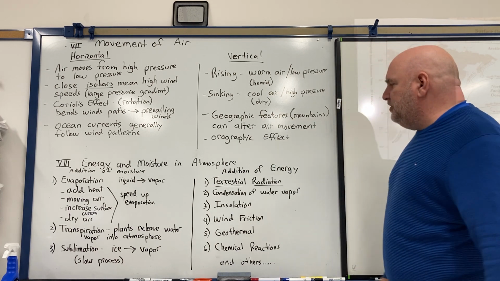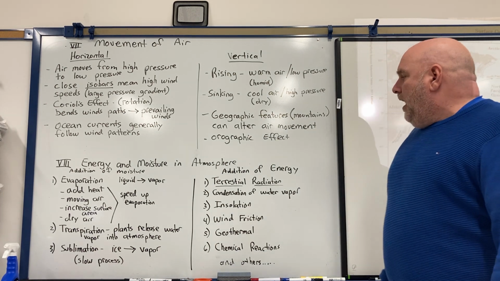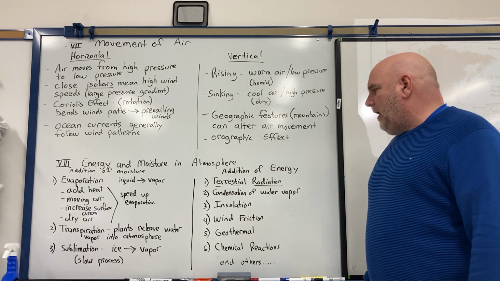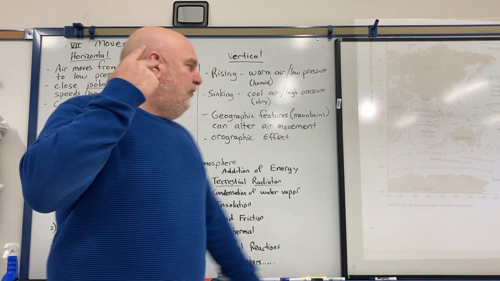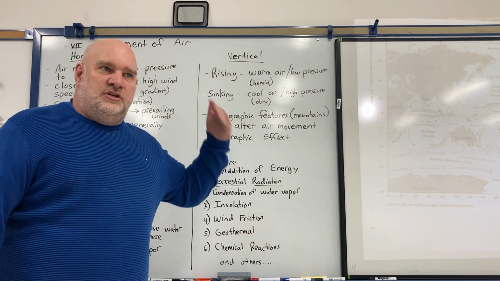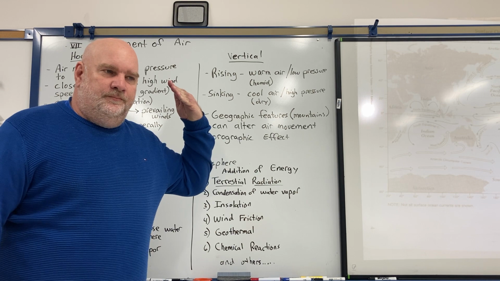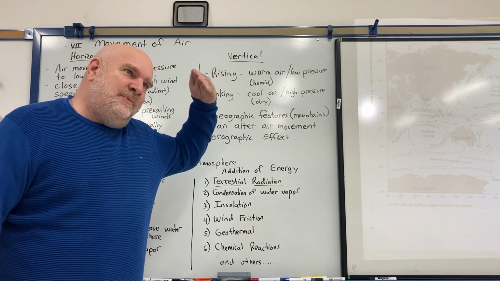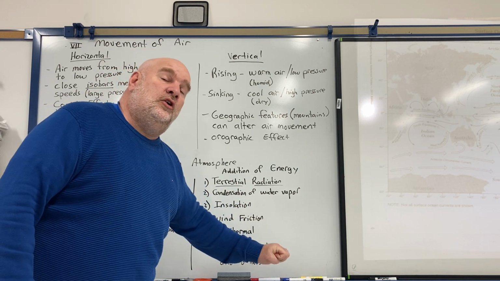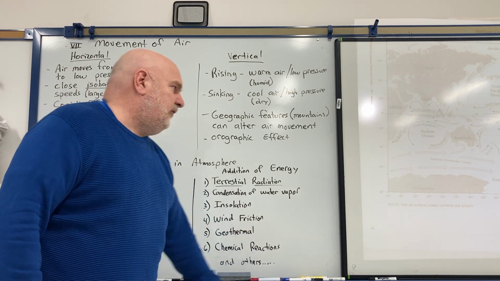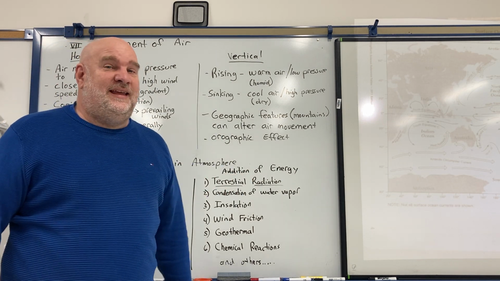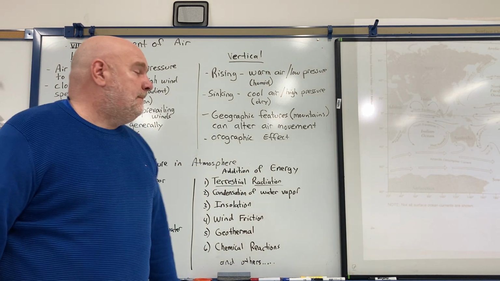All right. How does energy get added to the atmosphere? First and foremost, from terrestrial radiation. If you remember what that is, when sunlight, insolation, most of insolation does not get absorbed by the air. What happens is that most of it's visible light that travels, hits the ground, the ground absorbs it, then the ground starts giving off energy, and that's what terrestrial radiation is. That's where most of the heat in the Earth's atmosphere comes from.